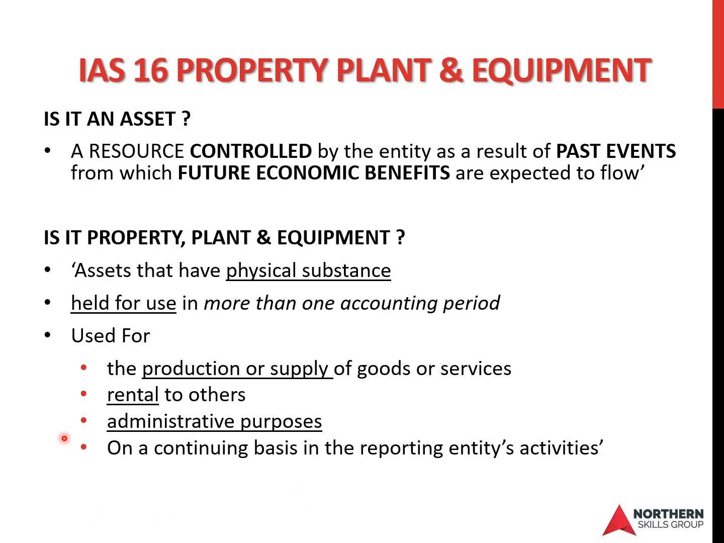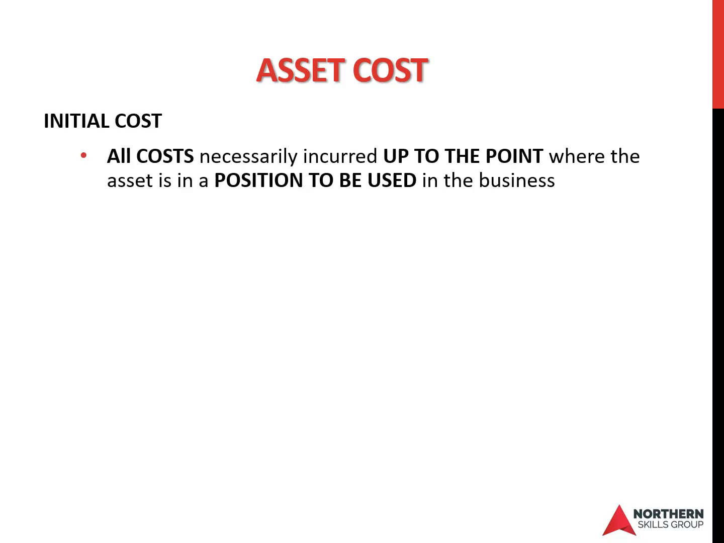So that's a definition of the items included in this standard, and on the following slides we'll look at the rules that surround those. So firstly, very important to remember what we include in the cost of the asset in the statement of financial position, and remember that we include everything, all costs that were necessary in order to bring that asset to the point where it's usable in the business. All costs necessarily incurred up to the point where the asset's in a position to be used. So that will include things like legal fees, delivery costs, installation costs and so on.